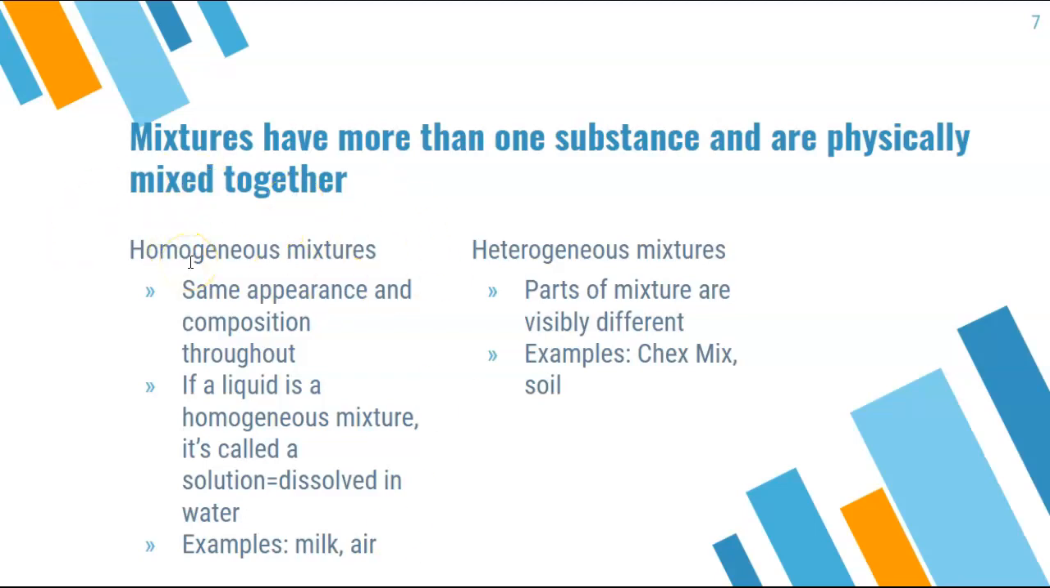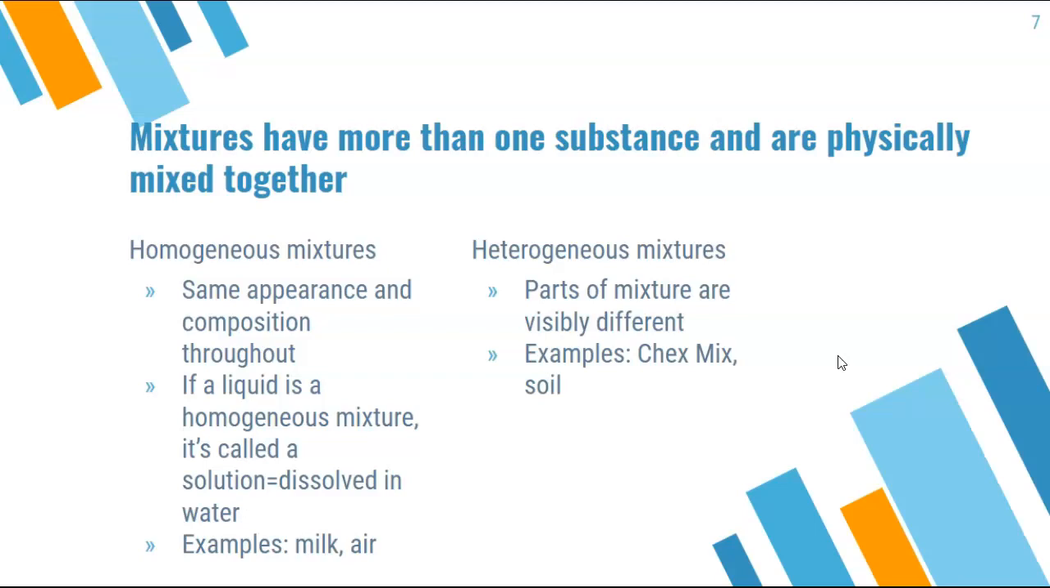The other kind of mixture we can have is a heterogeneous mixture, and this is where they don't look the same throughout. So you can literally see the different bits and pieces. Heterogeneous meaning different. Like Chex Mix. If you look at Chex Mix, you can see the pretzels, the peanuts, the Chex, the M&Ms. You can actually see the different kinds of matter with your eyes.